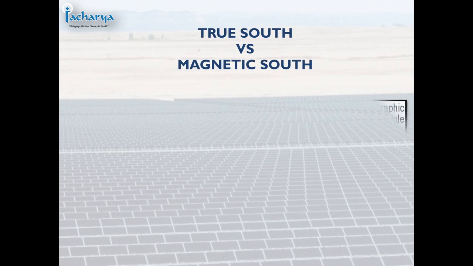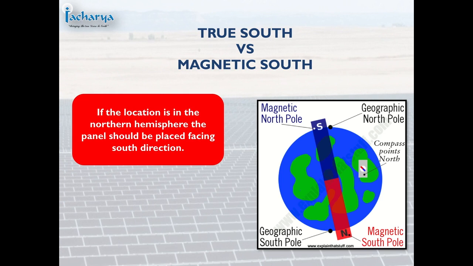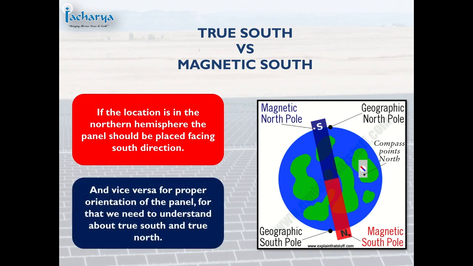True south versus magnetic south. If the location is in the northern hemisphere, the panel should be placed facing south direction, and vice versa, for proper orientation of the panel. For that, we need to understand true south and true north.